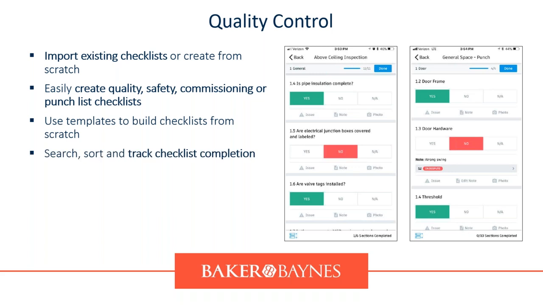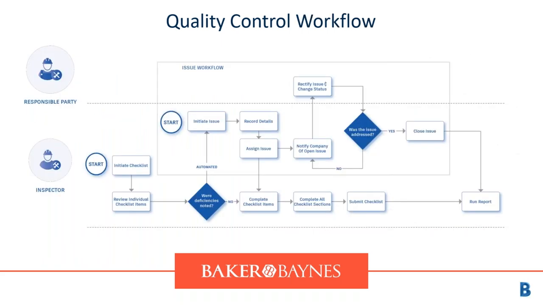Build your templates. You can also sort and track these different checklists: which ones have been completed, which ones have not, who has completed them, that type of thing. Around quality control, if we had to do a quality checklist, let's have a look at what that workflow will look like.